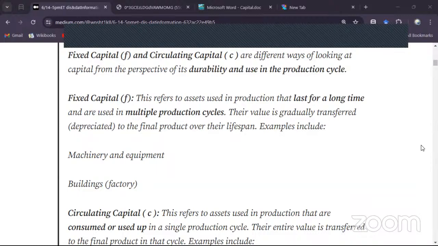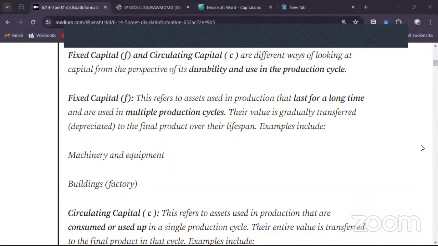Could even be discussing the buildings, right? And the raw materials in some way. So that there is sort of a duration element. So you're looking over this sort of accounting period and are used in multiple production cycles. Their value is gradually transferred, depreciated to the final product over their lifespan. Examples include machinery and equipment and buildings. So there's something that is shared with the constant capital of the other pair.